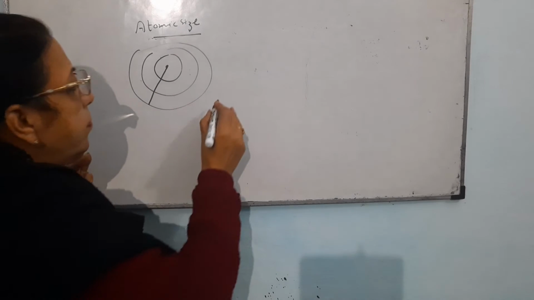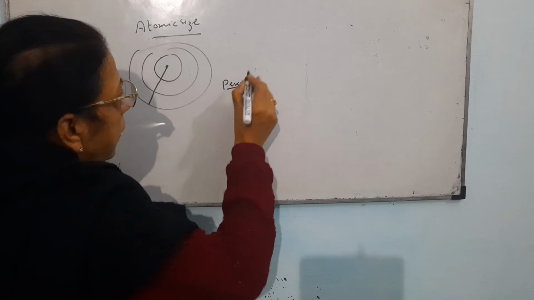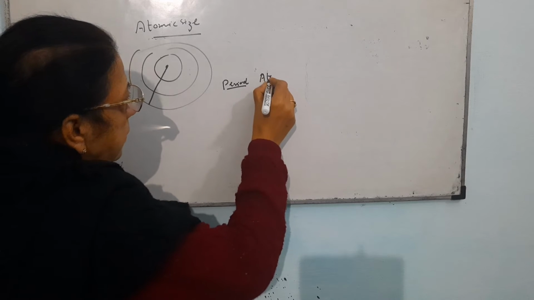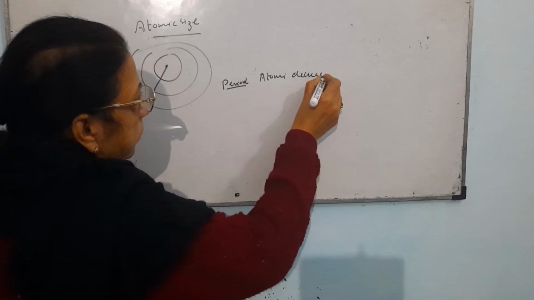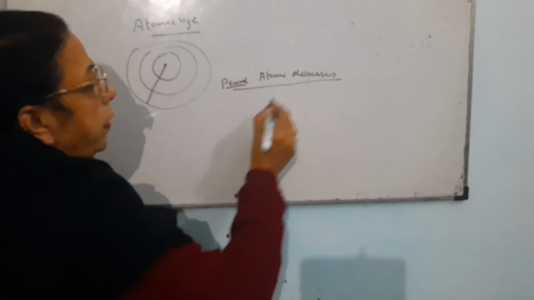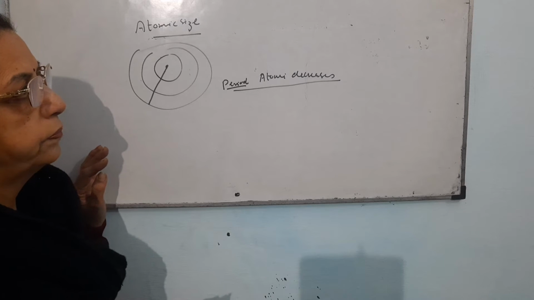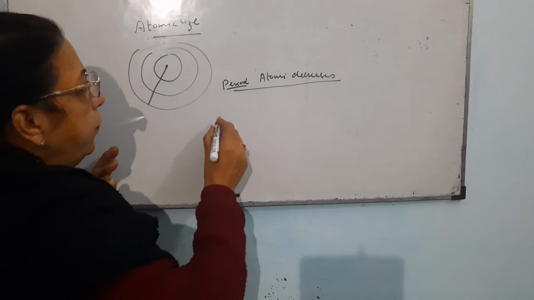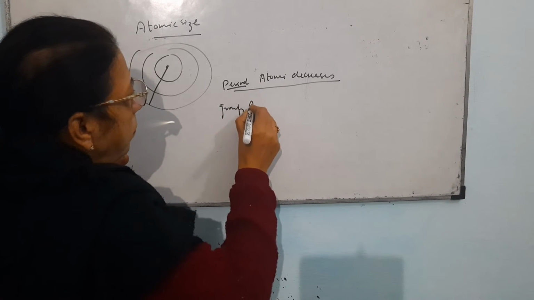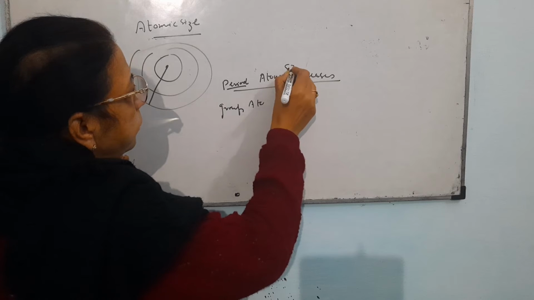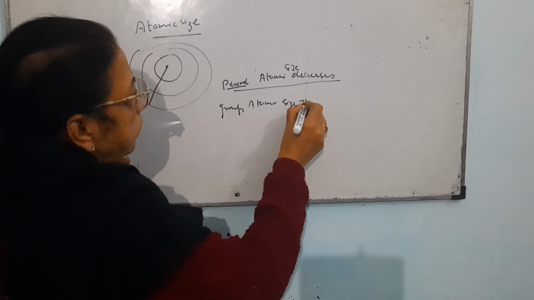Now, when we move in a period, atomic size decreases. When we move in a group, atomic size increases.